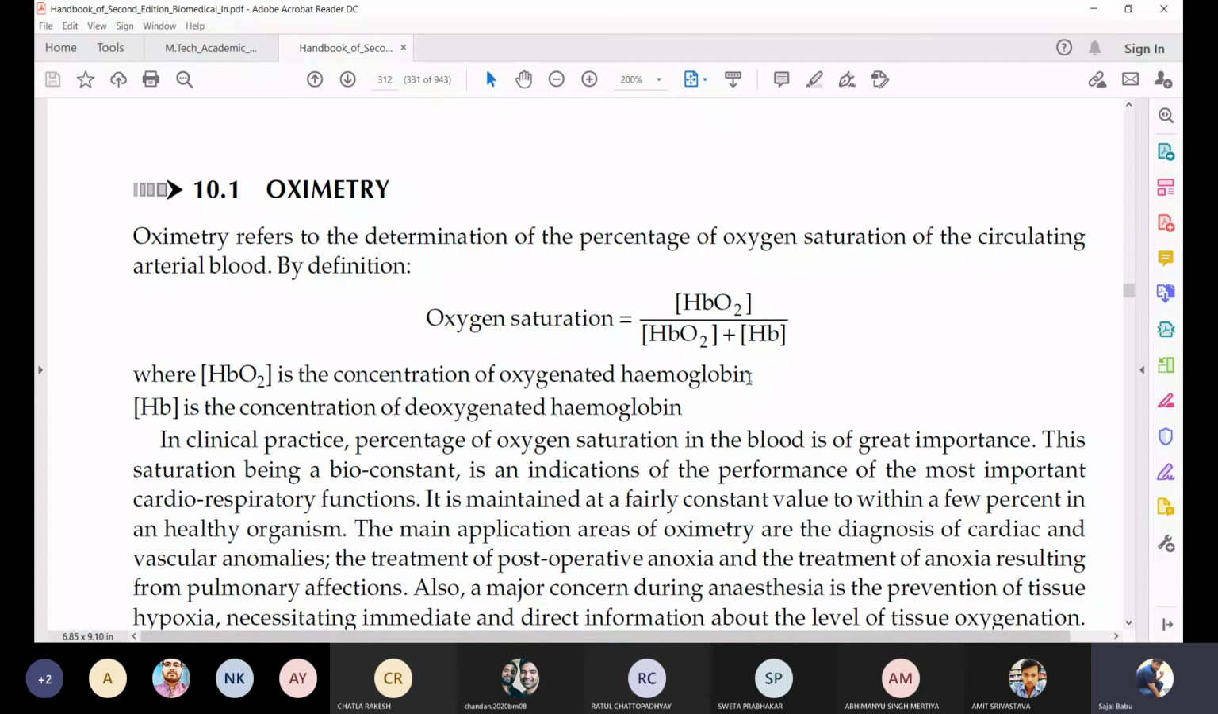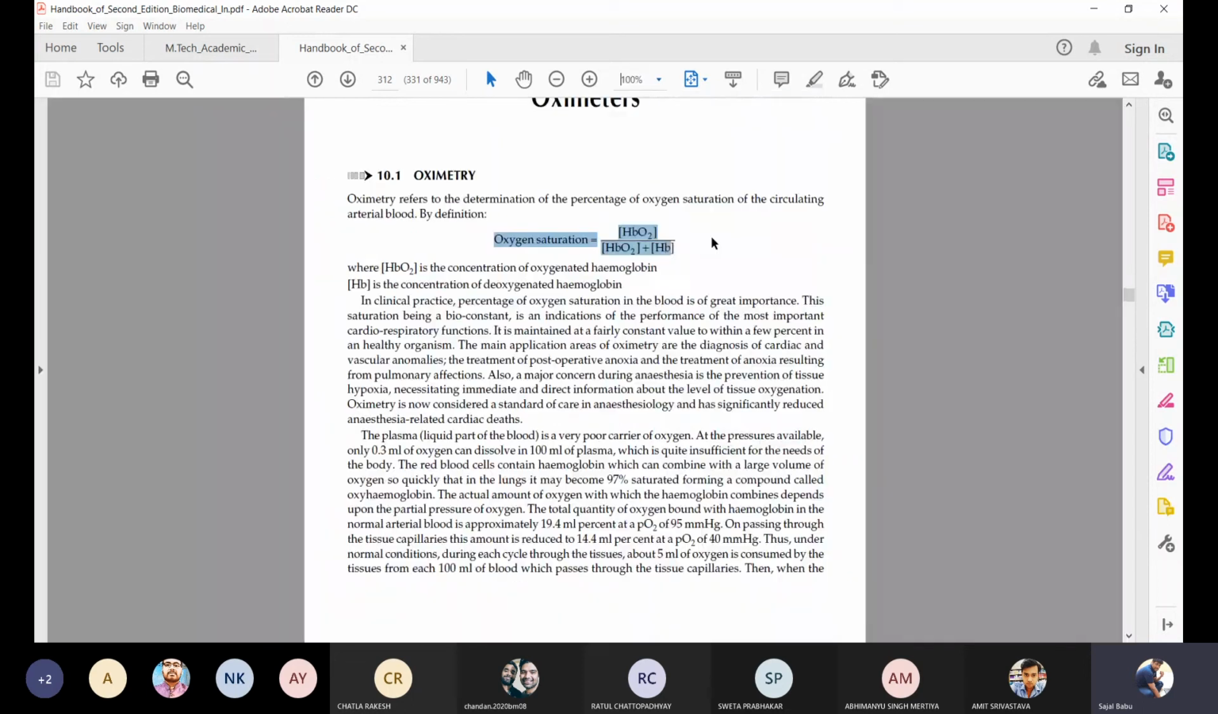Yes. You can see here the formula for oxygen saturation. Oxygen saturation equals HbO2 divided by HbO2 plus Hb. HbO2 plus Hb is the complete blood, and HbO2 is the oxygenated hemoglobin. So the ratio of oxygenated hemoglobin to complete blood is multiplied by 100, and you get the oxygen saturation percentage. Okay, and then I want to show you the other thing. One minute.